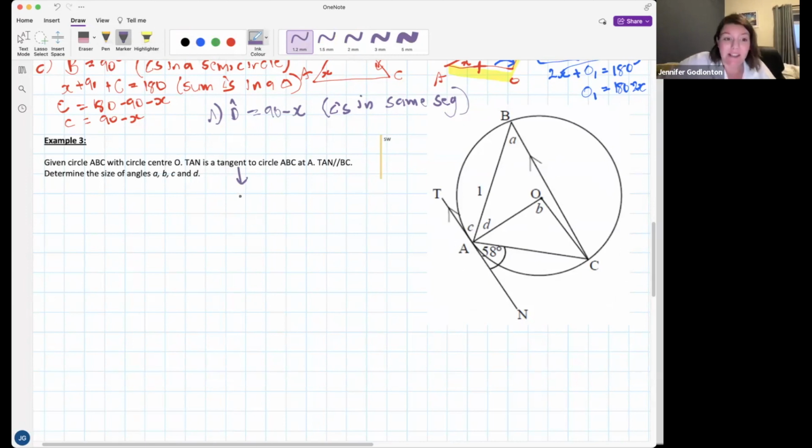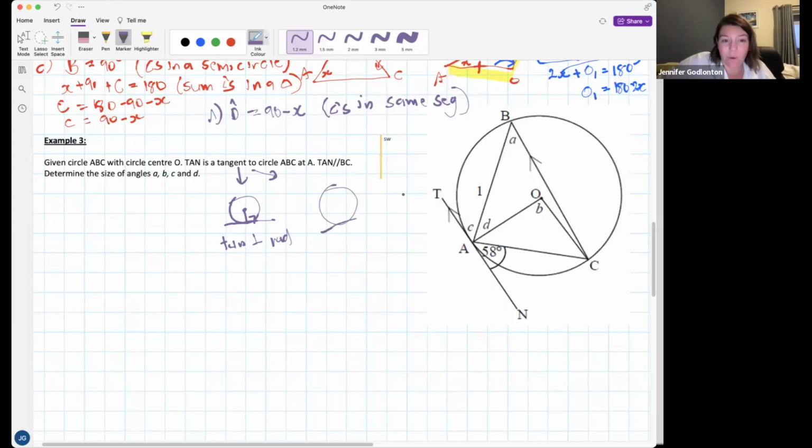When we have a tangent, one of the things we want to look at is if we have a line coming from the center to our tangent, we want to think about our tan perpendicular to rad situation. The other thing we want to think about when we have a tangent is the tan chord theorem.